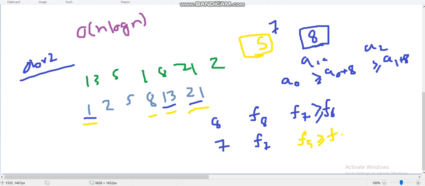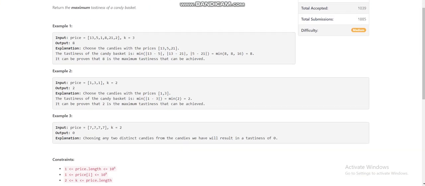Now if we take 7, then it will be 1, 13, and 21, same. So f7 is greater than or equal to f8 also. So I hope you understand what the second observation is. So as this function f is a decreasing function, we can do binary search on it. Okay, so let's jump into the solution.